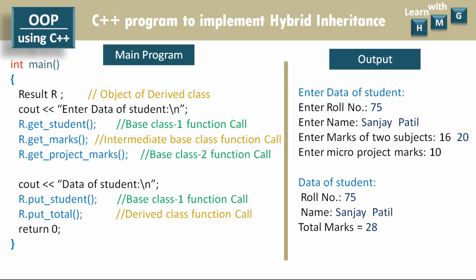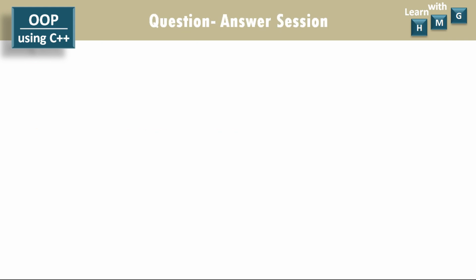So in this way we have implemented hybrid inheritance to solve the given problem to find the total marks of a particular student. Now let us check your understanding. Hope you understood the concept of hybrid inheritance, how to write a C++ program using hybrid inheritance. So here are some simple questions for you in the form of true and false.